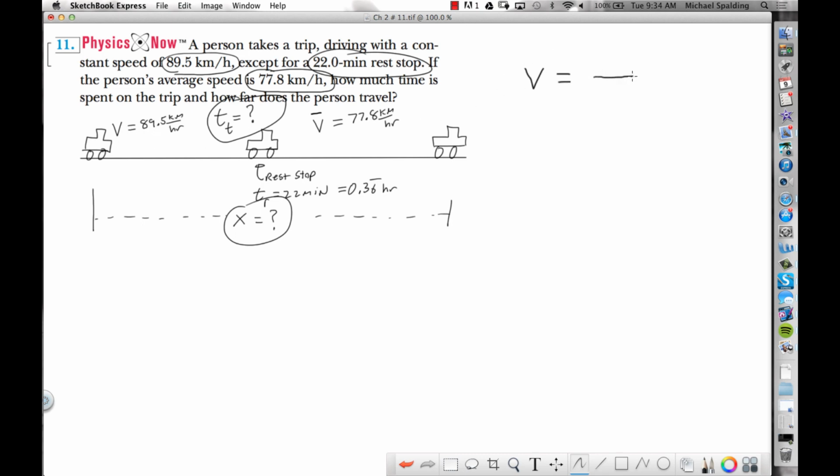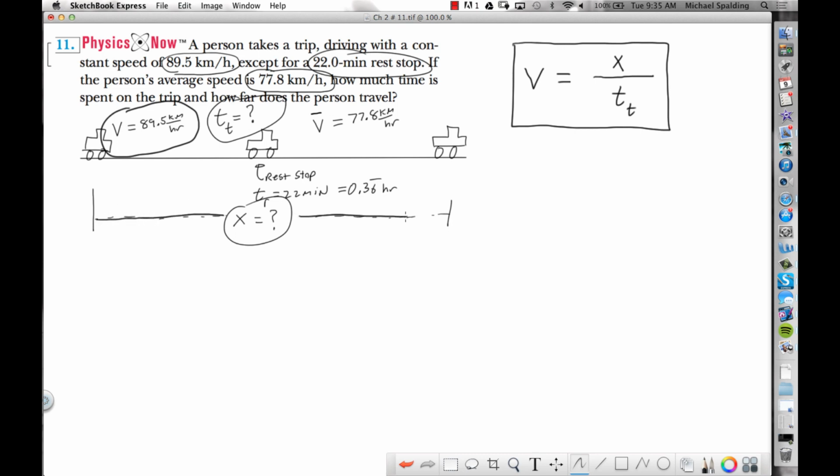What would be the equation for this? Well, what's the basic definition for velocity? Displacement over time, where this time is going to be the time of travel, right? If you think about it, this velocity, the 89.5, is the velocity while in motion. You basically take how far the vehicle went and divide by the time while moving, which I'm calling the time of travel. Maybe that's not the best word. Time while moving.